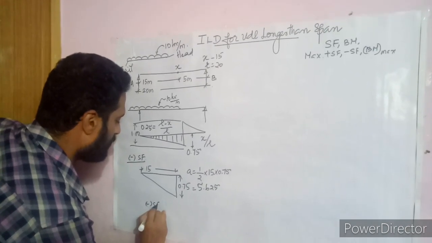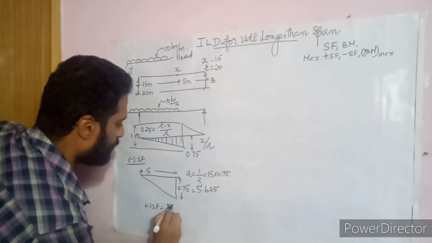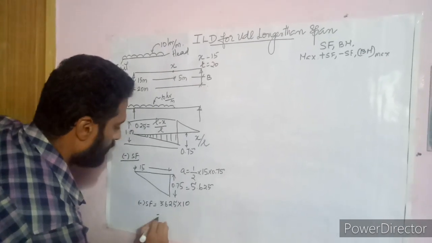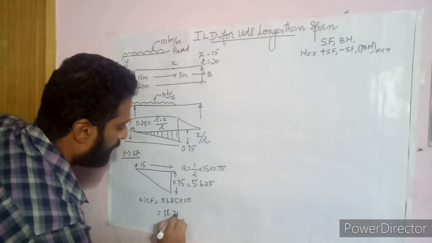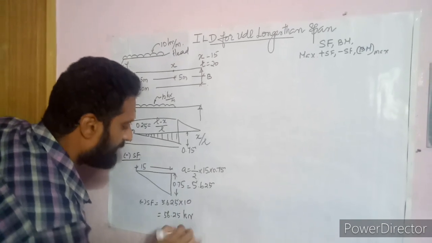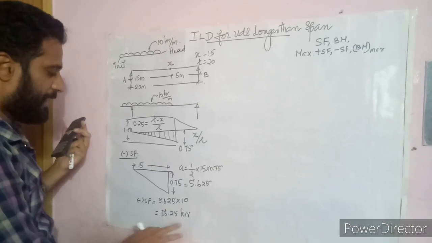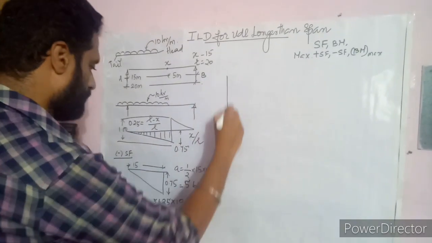So the negative shear force is the area, 5.625, into the intensity, 10, which is 56.25 kilonewtons. It is kN. Someone has noted it as hours. It's not hours. It's kN, kilonewton.